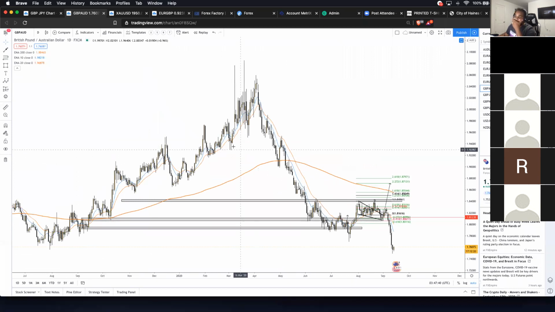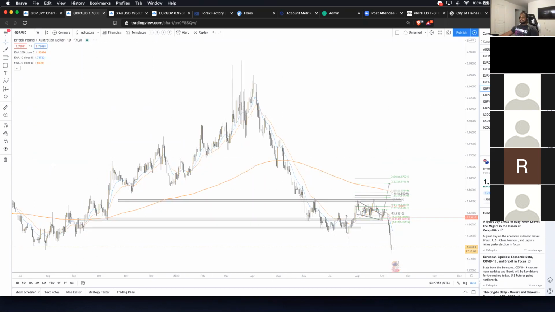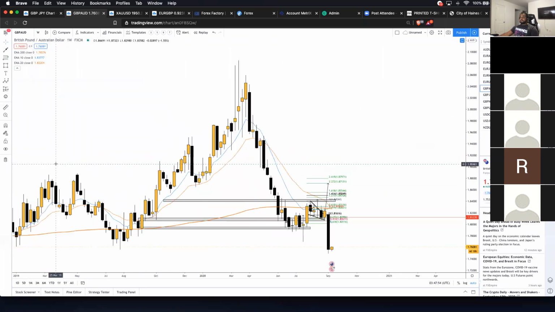Yo, look at these wicks, man. That was March too. Wow. That was very dangerous, yeah. But look at GBP. Measure that week, please. Let's look at it. In one week, 1,200 pips. Wow. Oh my God.